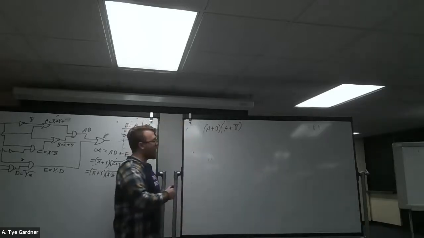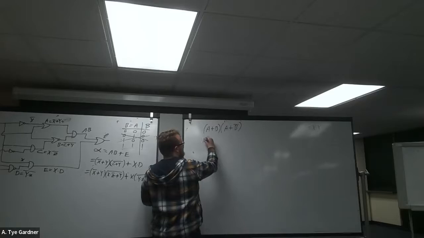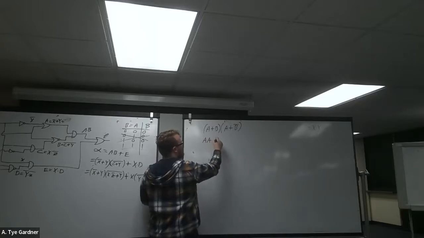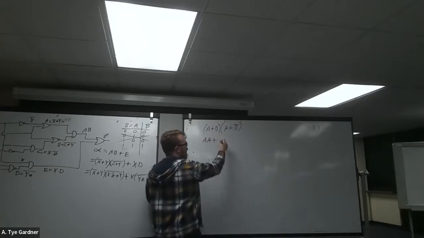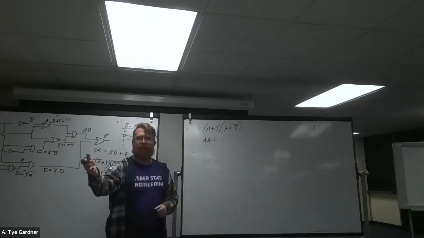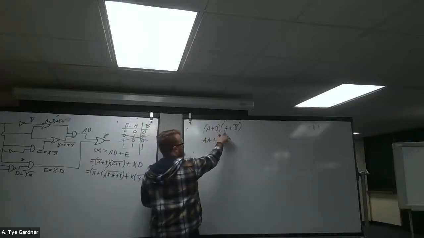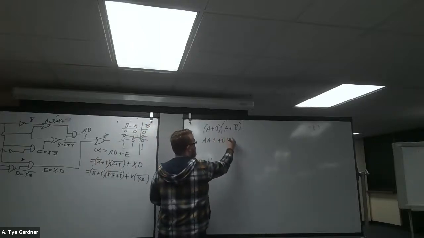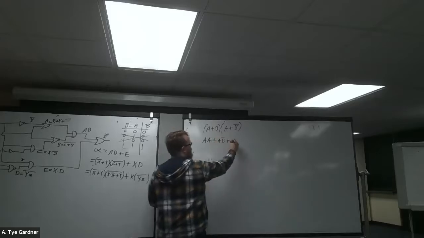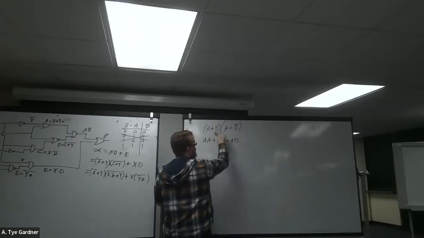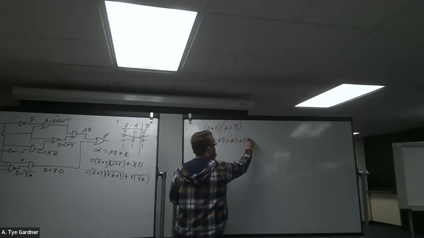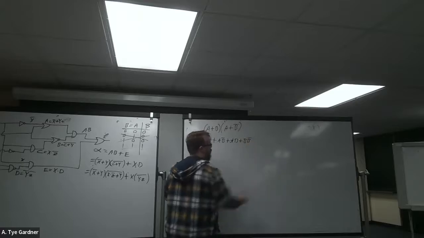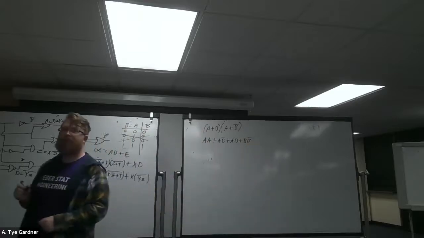Let's FOIL. A and A, or, right, because that's what foiling does, is it adds each of the terms to each other. So A and A, or A and not B, or B times A, or B times not B. That's that expression.